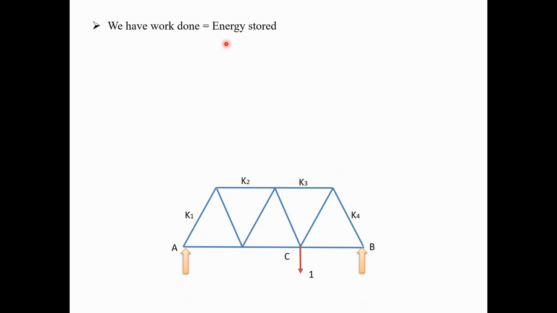So we have work done equal to energy stored. WE is equal to the summation of Pi square into Li divided by 2 into Ai into E, which is the work done by the external load, equal to the strain energy stored by the material.